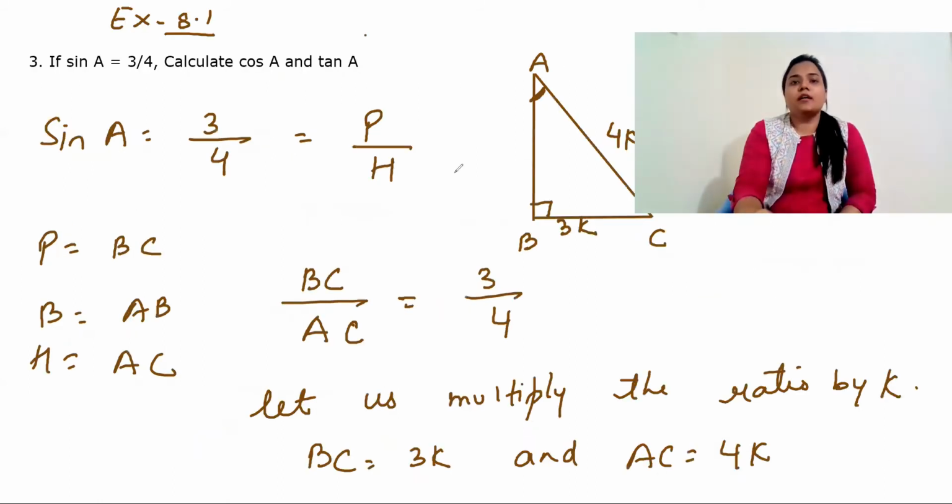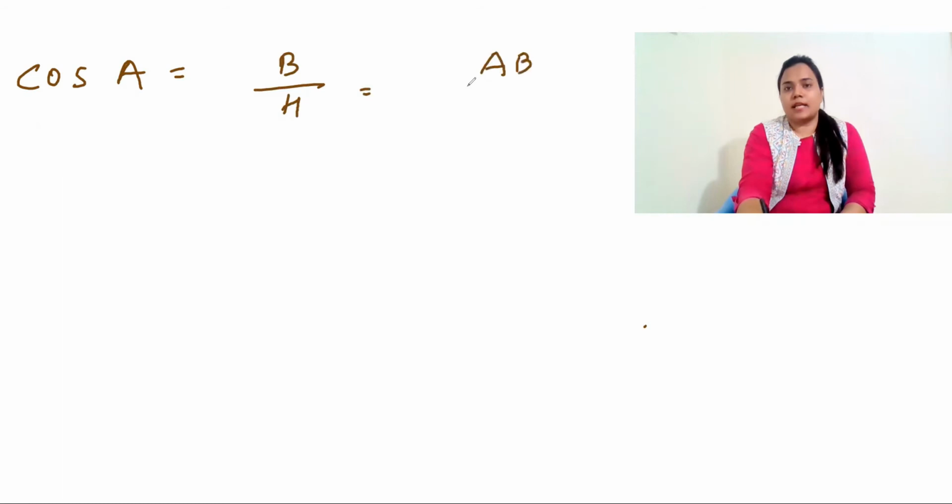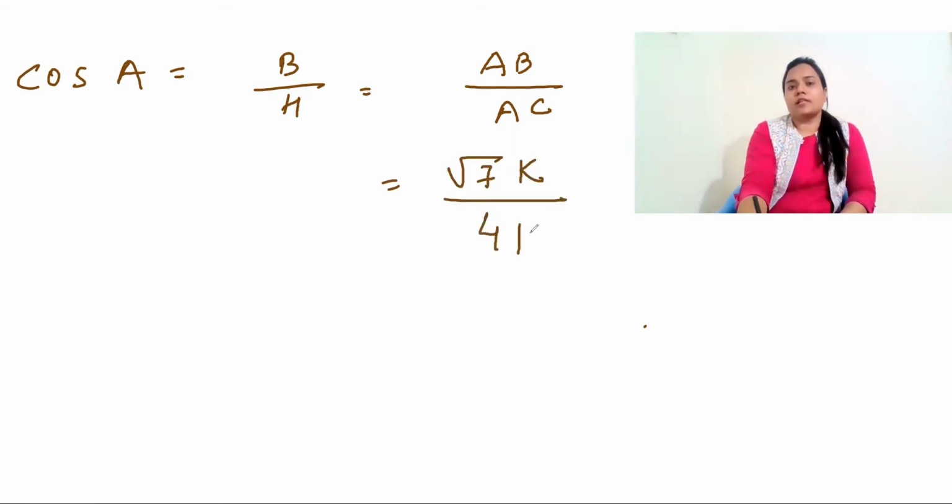Now we have to find cos A and tan A. Now cos A is equal to B by H. And what is our B? That is AB and H is AC. AB we got it just now, that is root 7K, and AC we had already, that is 4K. K and K cancel, this will be equal to root 7 by 4.